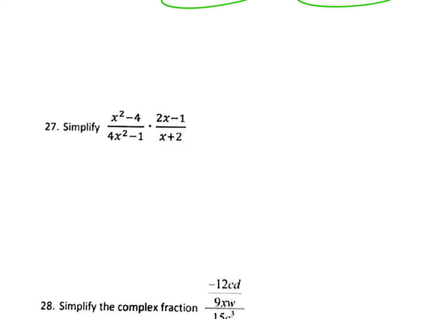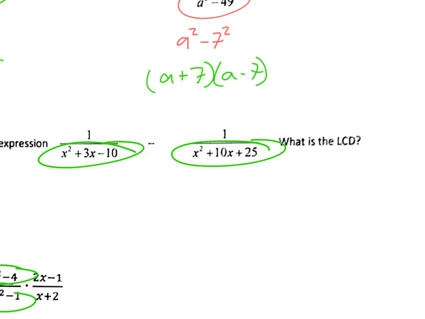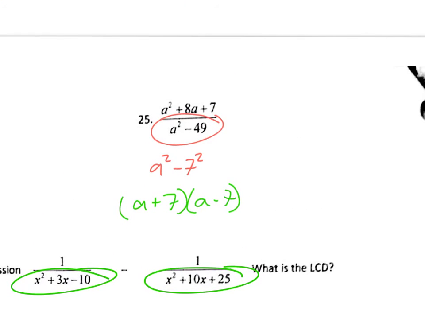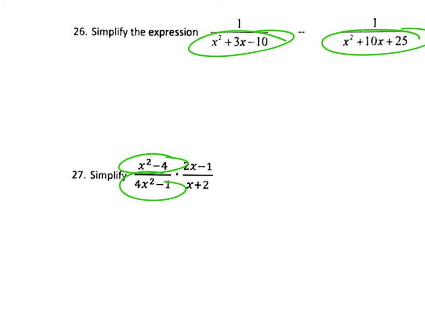For 27, again, factor to break it down first. You have a difference of squares. If you think back to 25, a squared minus 49 is very similar to the top and bottom portions here. So factor those first and you'll see it simplify nicely.